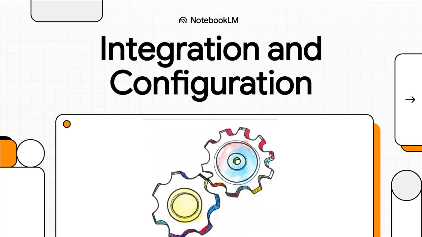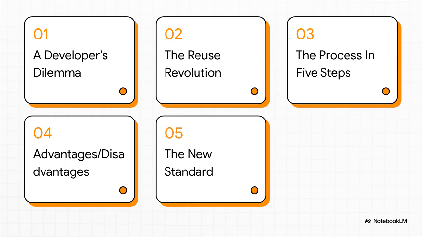So today, we're going to dig into a powerful alternative that's really become the go-to for a ton of projects. It's all about integration and configuration. So, here's how we're going to break it down. We'll kick things off with that core developer's dilemma. Then, we'll jump into what's being called the reuse revolution and the 5 key steps that bring it to life. Of course, we got to do a reality check, the good and the bad, before we look at why this whole approach is pretty much the new standard.